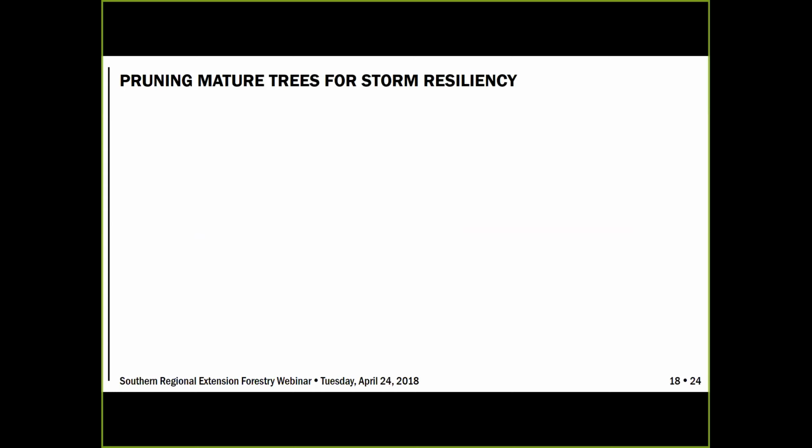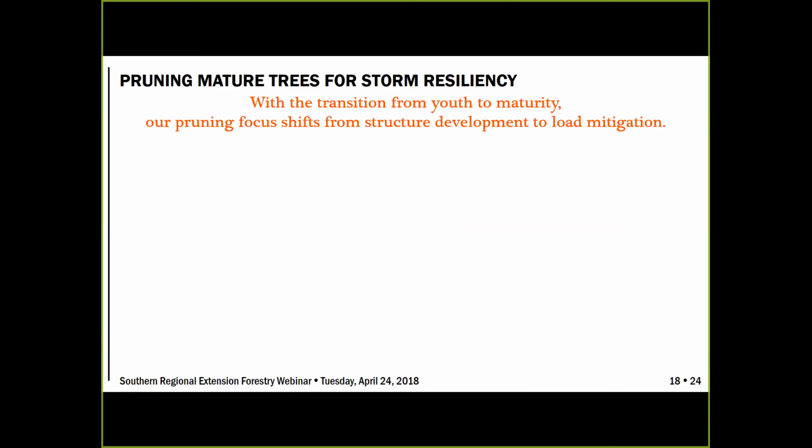So let's move on now and talk a little bit about pruning mature trees for storm resiliency. As trees transition from youth to maturity, typically we want our pruning focus to shift from structural development to looking at load mitigation. In other words, selective removal of tree parts in order to minimize the amount of load or stress from either internal gravity loading or external precipitation and wind loading, in order to minimize the risk of either branch, stem, or root system failures.